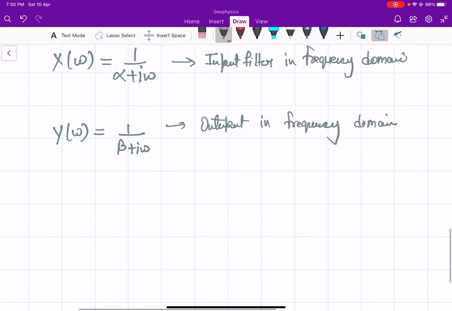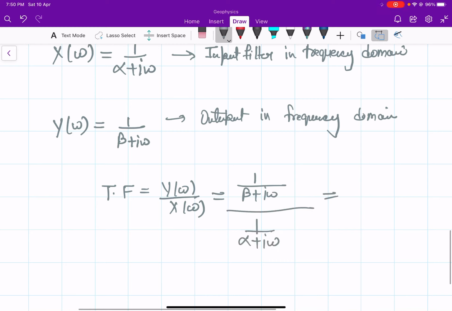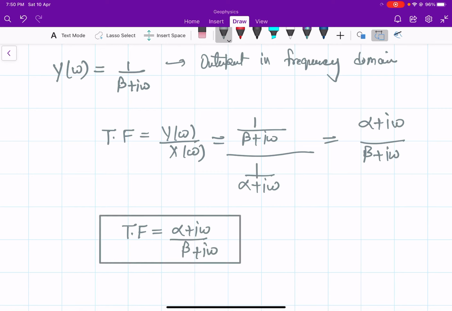So now the transfer function is given by Y(ω) divided by X(ω), which is equal to 1 over (β + iω) divided by 1 over (α + iω). So this will give (α + iω) divided by (β + iω). So the transfer function will be (α + iω) divided by (β + iω). So this will be your answer.